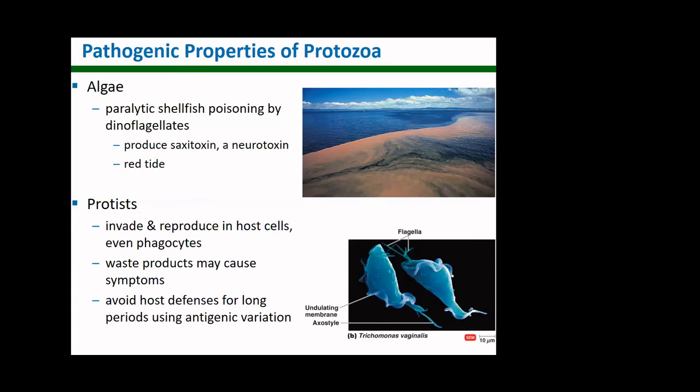Protists, while they are kind of their own unique thing, can invade host cells. A lot of them will reproduce inside host cells. Some of them can even reproduce in your white blood cells. They can hijack your white blood cells and reproduce in them. Sometimes their waste products can cause symptoms and be toxic, and they can make their own toxins as well.